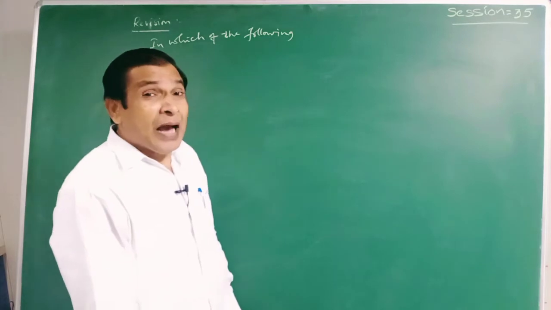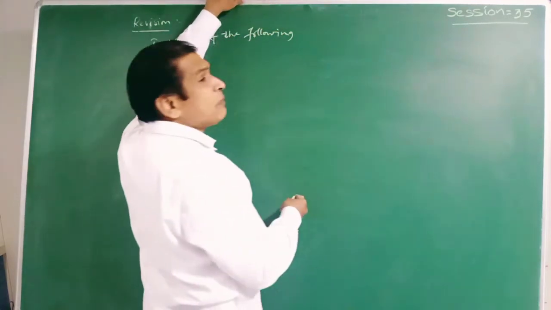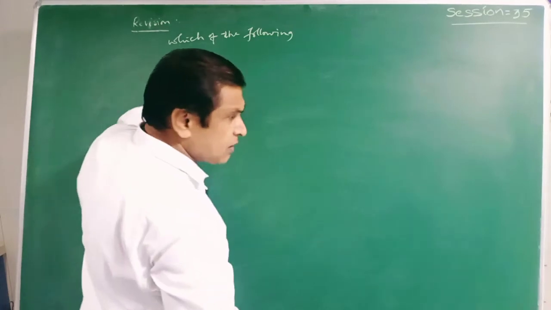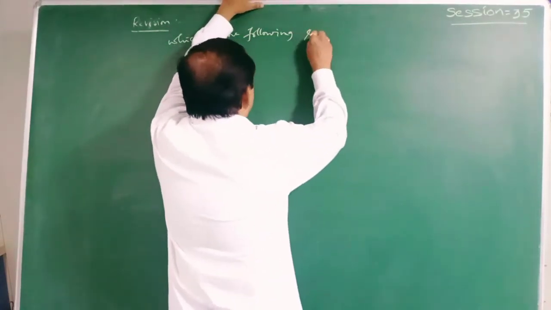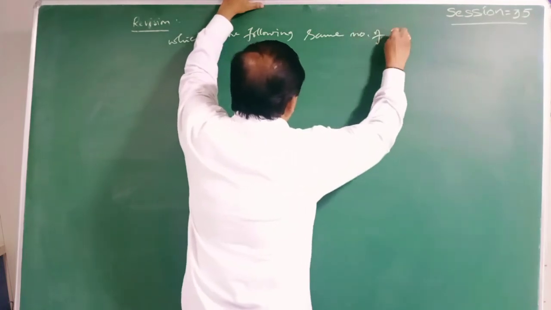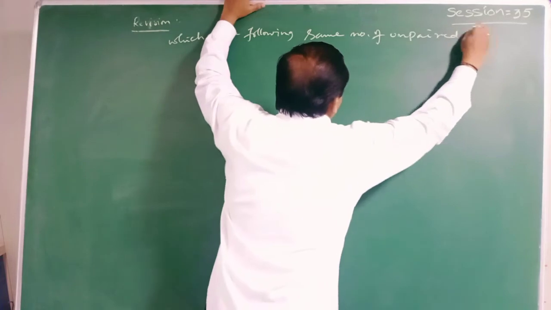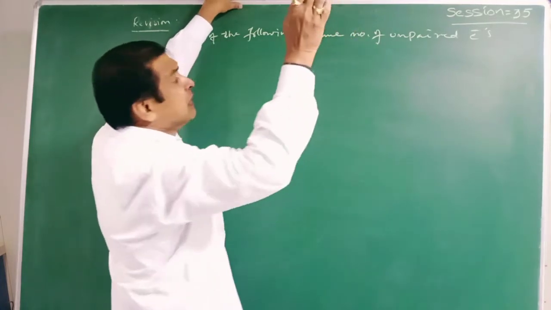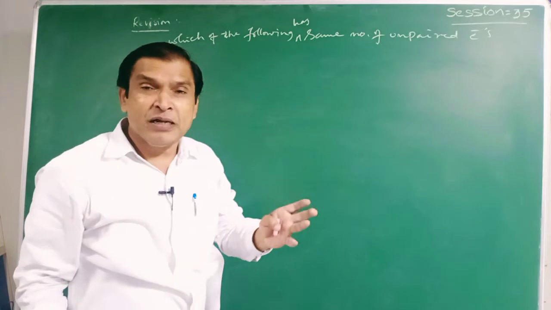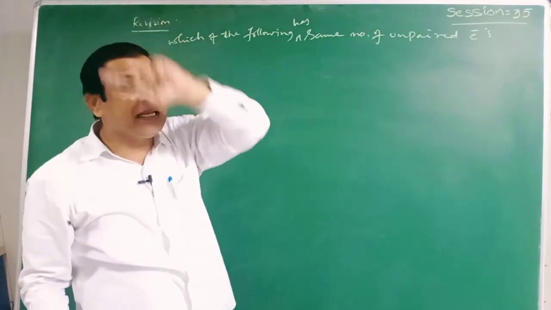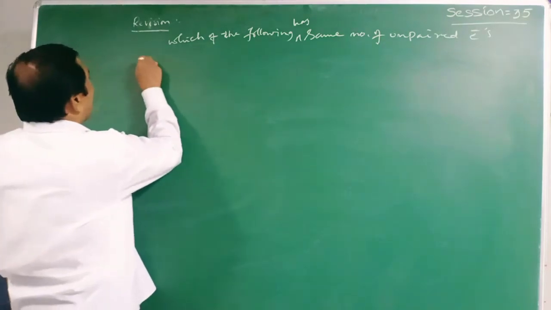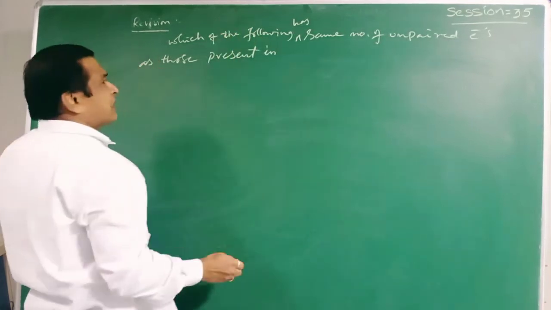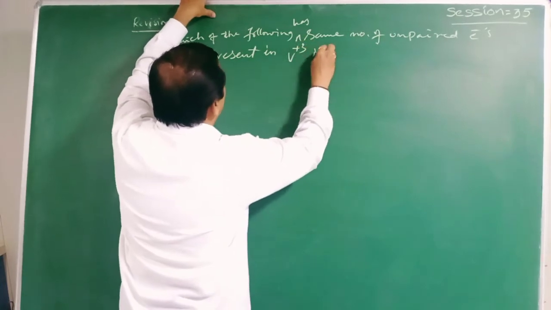Which of the following has the same number of unpaired electrons as those present in vanadium plus 3 ion? Got it?